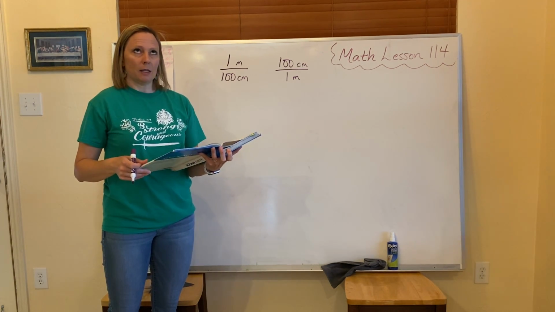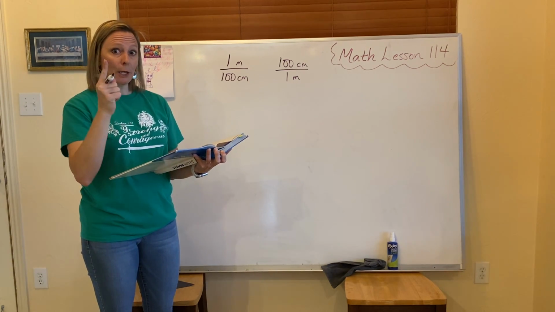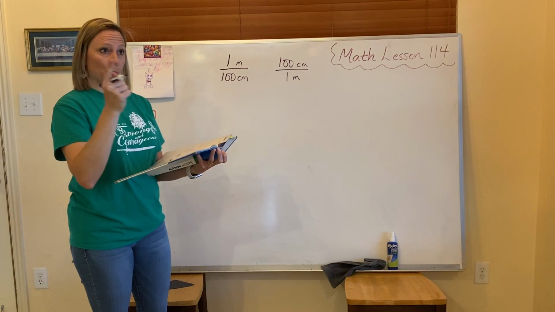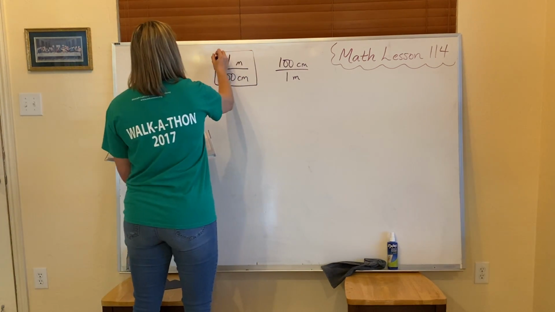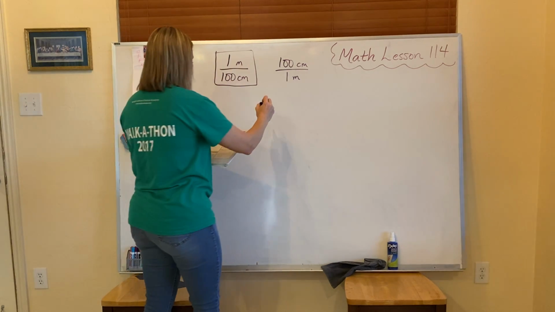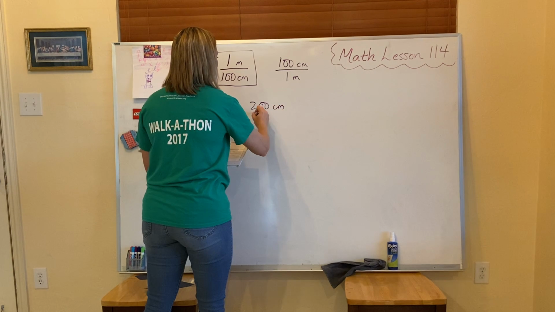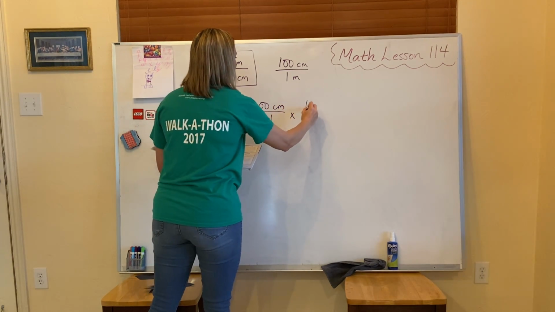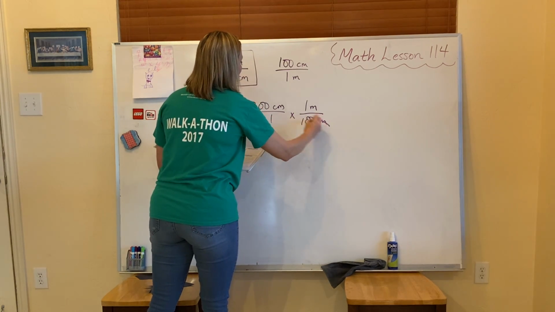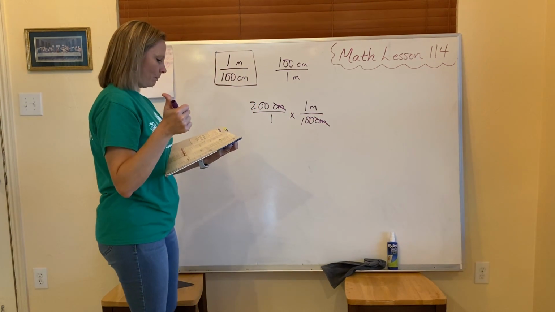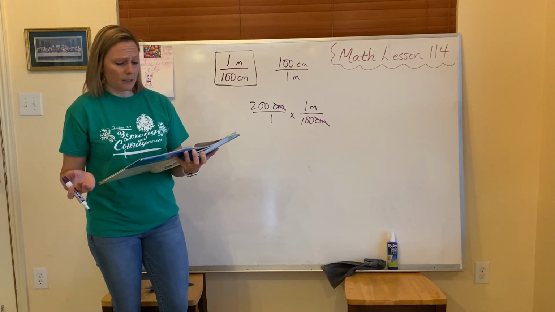meters? Okay, so we're converting to meters. That means we want to have the unit multiplier with meters on top in our numerator. So we would choose this one, because then we could perform the problem and solve 200 centimeters over 1 times 1 meter over 100 centimeters. We could cancel out our centimeters. And it doesn't ask us to solve, so we won't solve it.